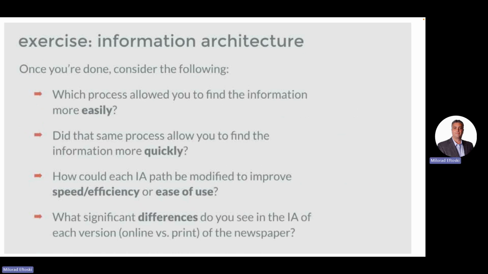Once you're done, consider the following. Which process allowed you to find the information more easily? So I want you to put this in perspective. We all know the answer, but the thought process is important here. Did that process allow you to find the information more quickly? How could each information architecture path be modified to improve speed or efficiency? And what significant differences do you see in the IA of each version, online versus print, of the newspaper?